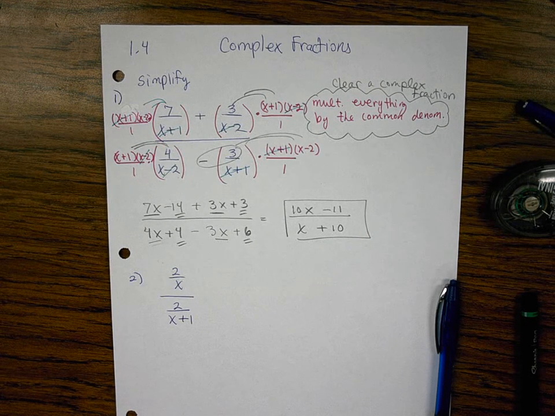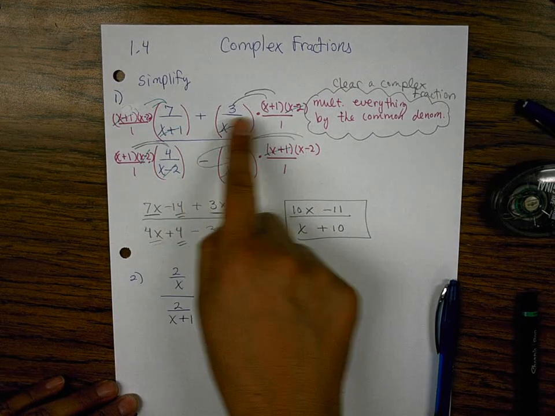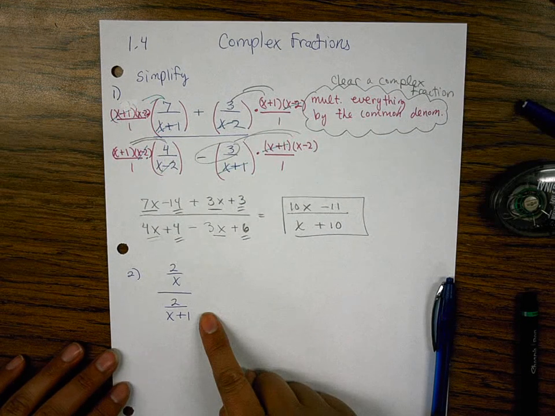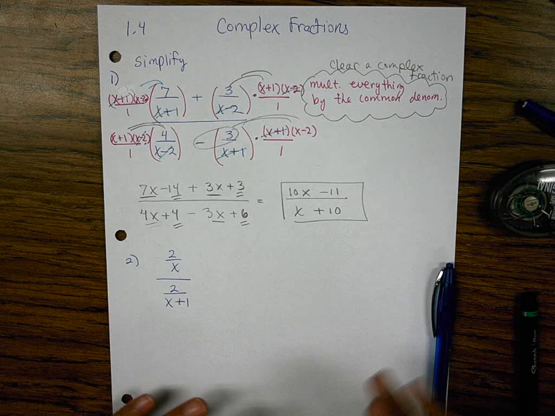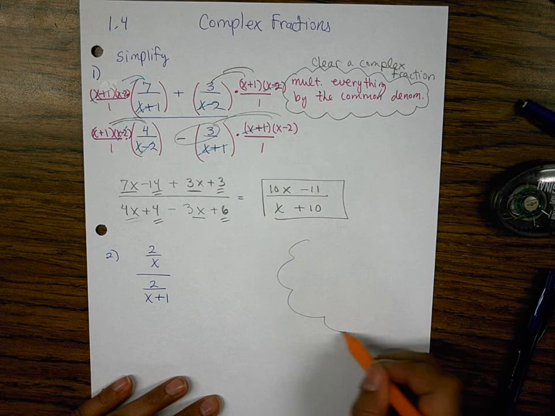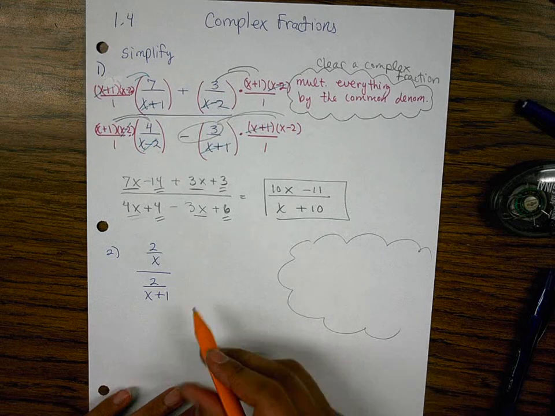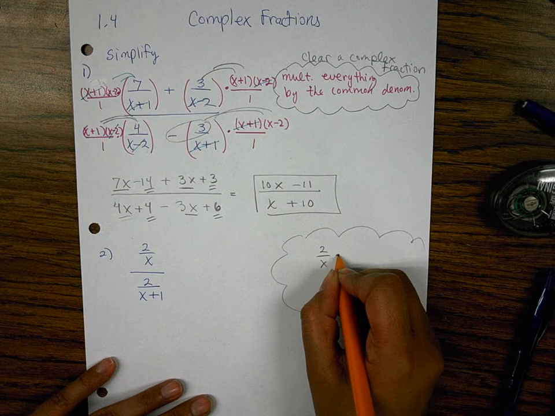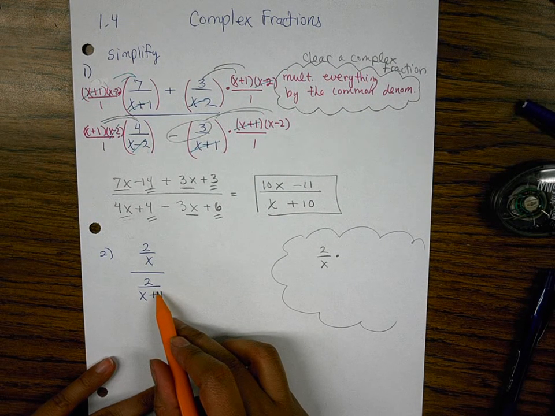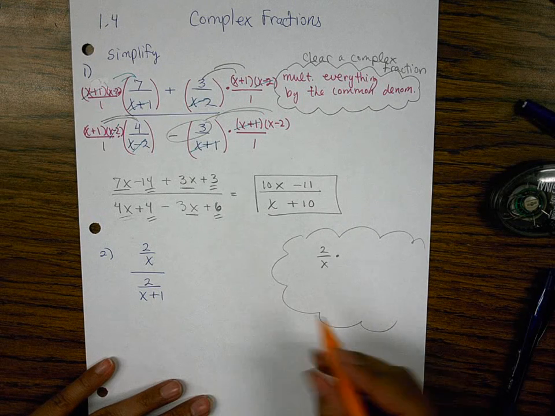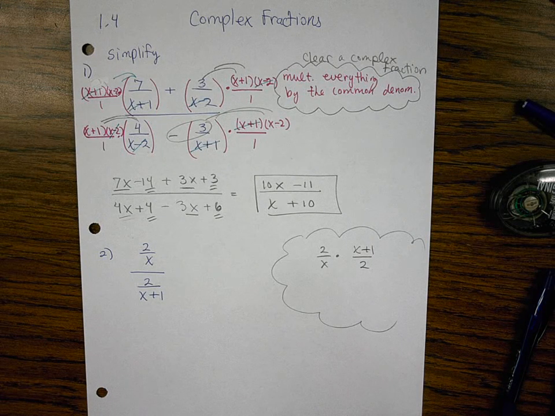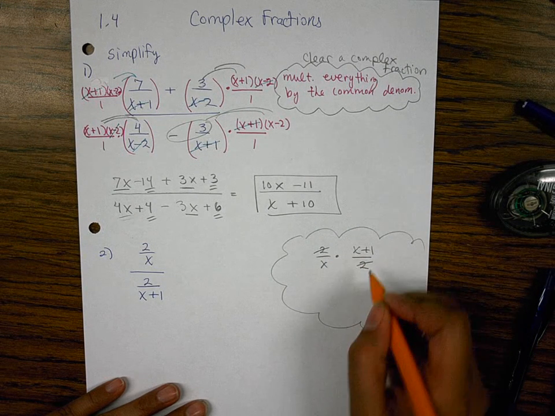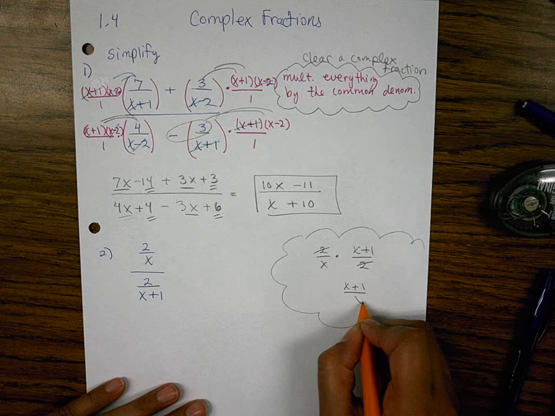Okay, so there's more than one way to think about this. Because this is a single fraction over a single fraction, not multiple fractions like this, you are allowed to multiply by the reciprocal. So if you want to, I'm going to put a little thinking bubble over here. You can do 2 over x times the reciprocal, because this is a division problem. You're multiplying by the reciprocal, so multiply by x plus 1 over 2. And you can see how that's going to be pretty easy. Cross out, x plus 1 over x, you are done.